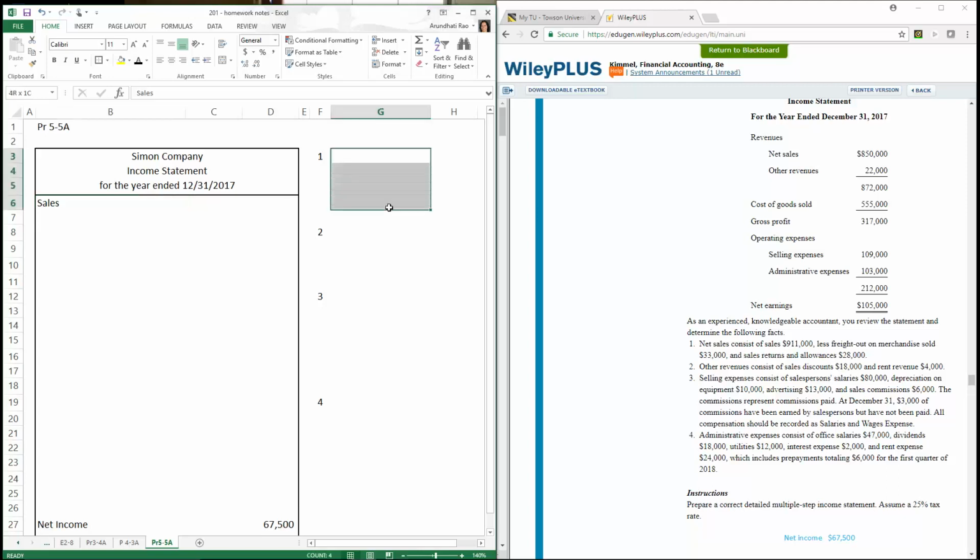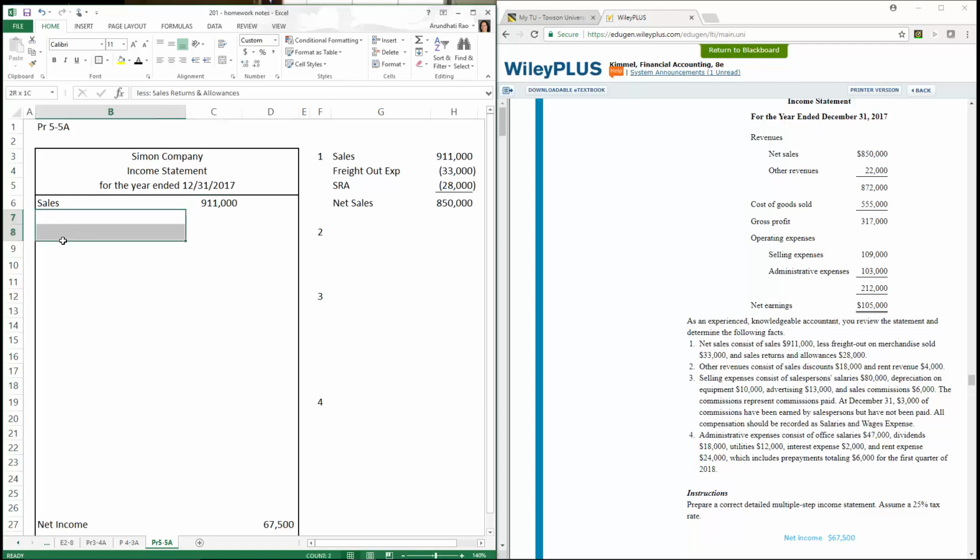So let me write down the information that was given and see what we'll do with this information. Sales is $911,000. Freight out is $33,000. Sales return and allowance is $28,000. They calculated that number to be net sales of $850, and that's what they have over here. We know that's incorrect. So over here, the starting number is $911,000. What we also know is sales minus sales return and allowance and minus sales discount will give us a net sales number.